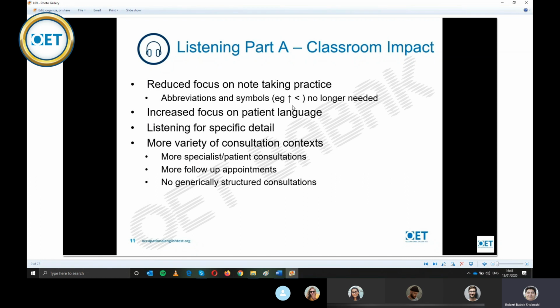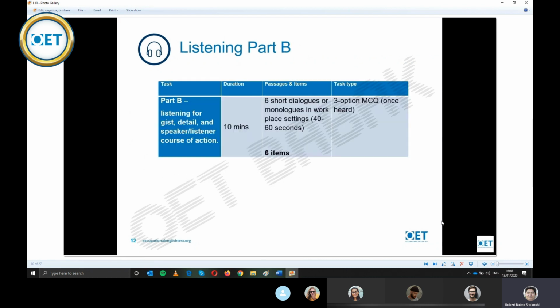The exam used to be a lot of note taking, but it's now different, and there is now more focus on patient language. So you will have a lot of lay people speaking, non-medical speaking. Okay, and it is designed for specific detail. All right. Any questions here?